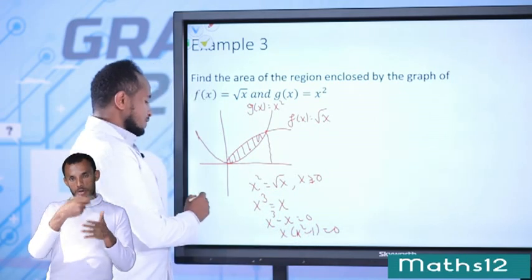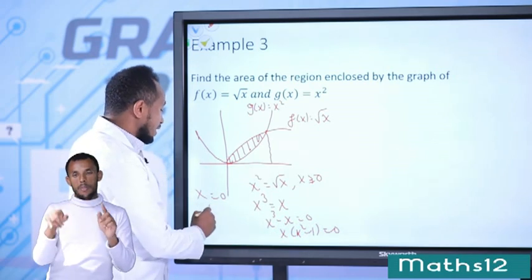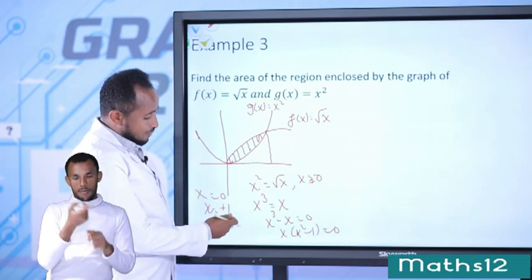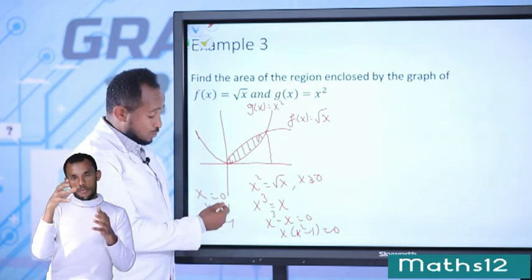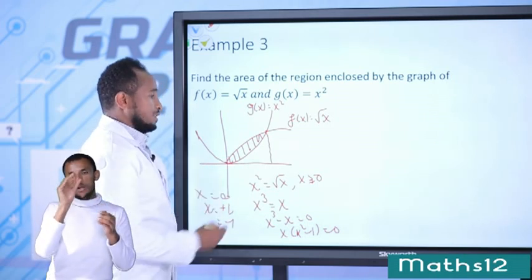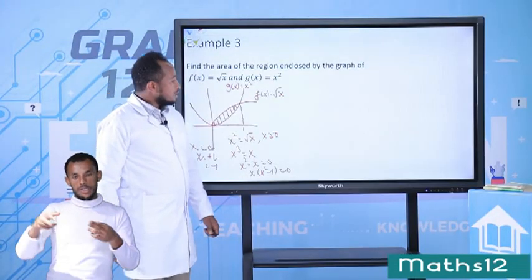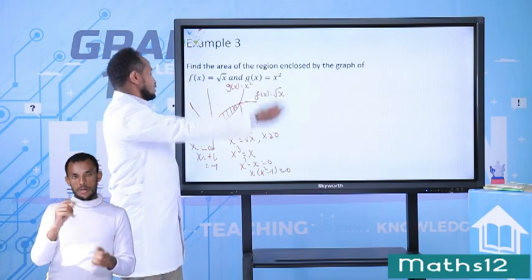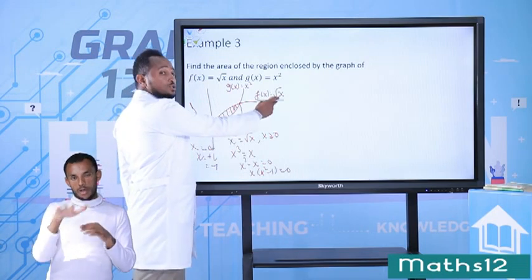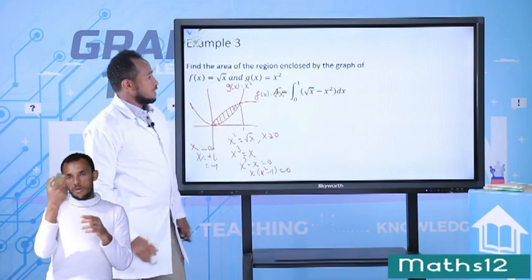So the value of x is x equal to 0, positive 1 and negative 1. But negative 1 is not in our domain, so the intersection of the two graphs is at x equals 0 and at x equals 1. So this point and this point. Therefore, the area of this region is equal to the integration of the upper function, square root of x, minus the lower function on the interval 0 to 1.